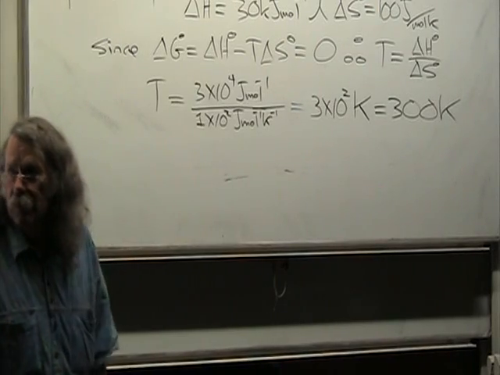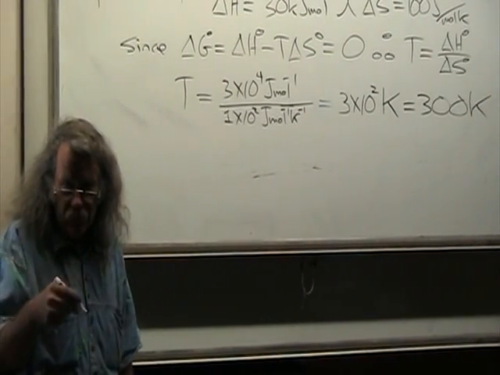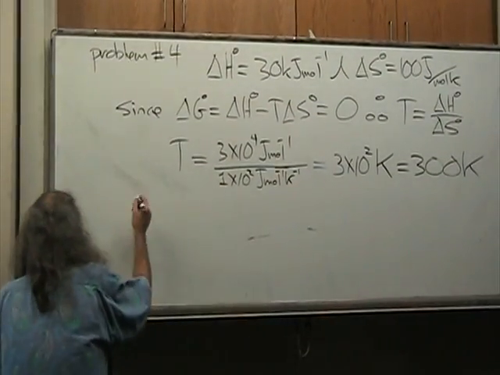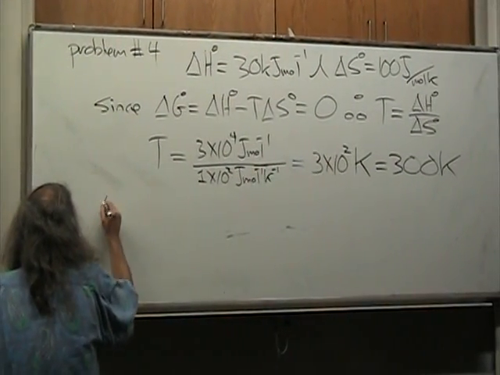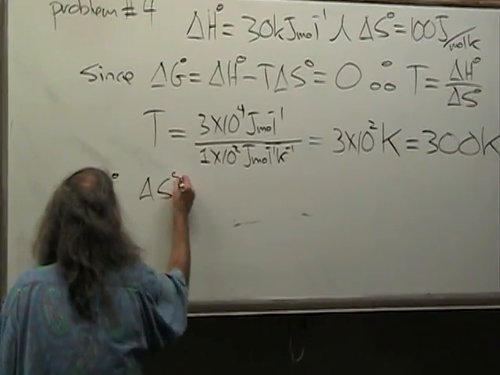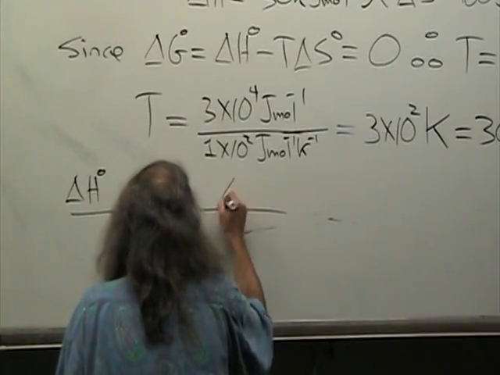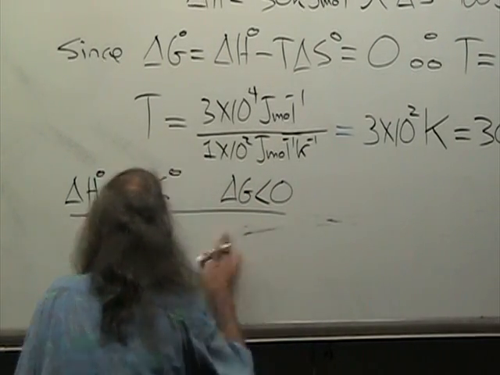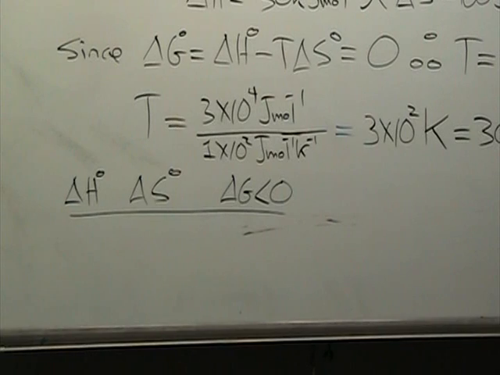Okay, that's a good point. But let's bring this back up. Recall, let's get the table out. Delta H naught, delta S naught, and delta G less than 0, which is the process for spontaneity. So you're right, I didn't completely answer that.